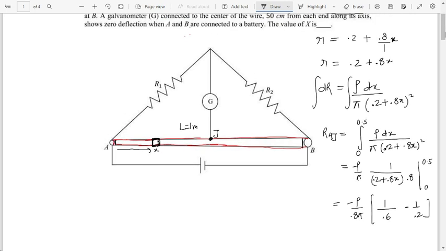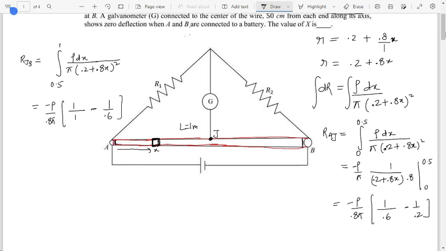Now I'll calculate the resistance R_JB on this side. So R_JB will be the integral from 0.5 to 1, again the same function, rho dx upon pi into (0.2 plus 0.8x) whole square. The integration will be the same, so you can just put the limits here. So minus rho by 0.8 pi, and if you put x as 1, you are going to get 1, minus, and if you put 0.5, this will become 0.6, right? So basically rho upon 0.8.